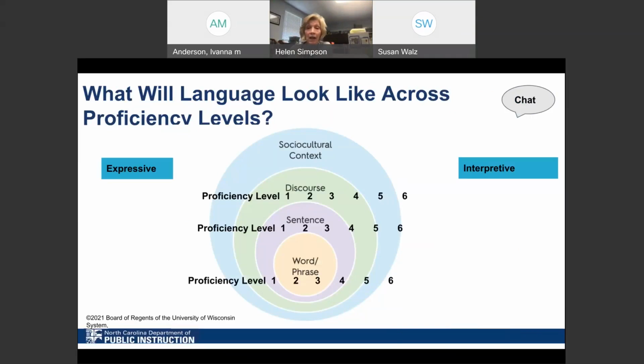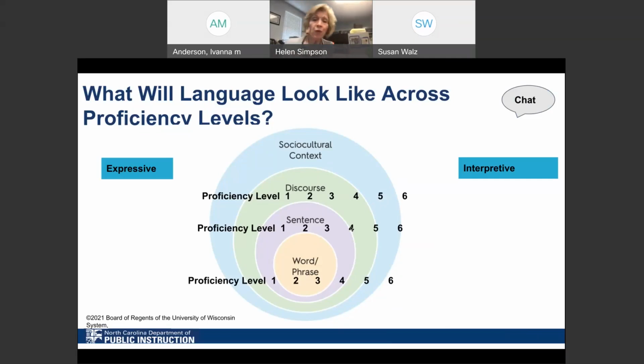So the last level, or the last component, if you will, of the framework are called the proficiency level descriptors. And this is just a graphic that conceptualizes the proficiency level descriptors. And so what you'll see here is WIDA has taken the 3 dimensions of language, the word phrase, the sentence dimension, and the discourse dimension, and they've looked at what a sample of language might look like for each of these proficiency levels within the word phrase level, the sentence level, and the discourse level.